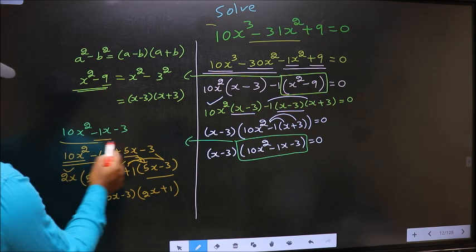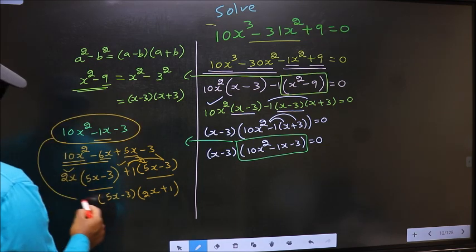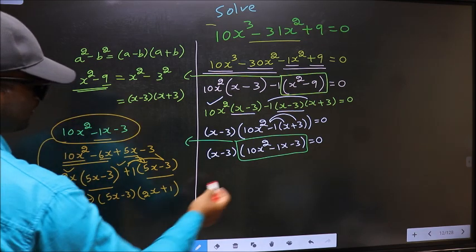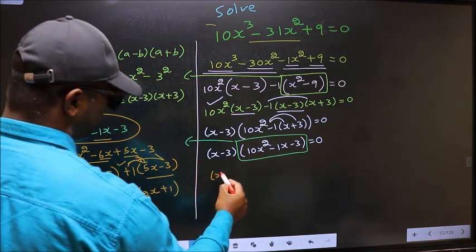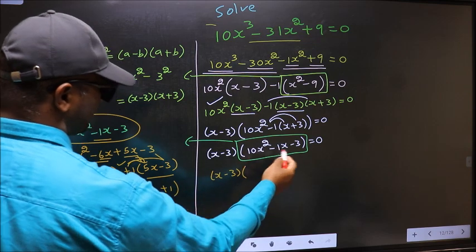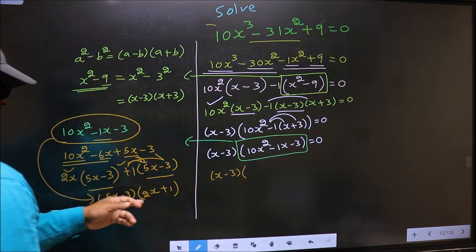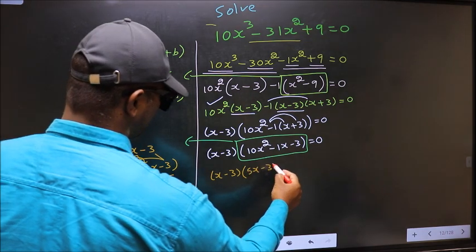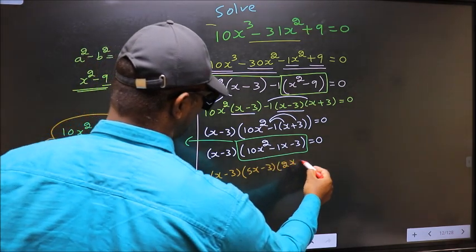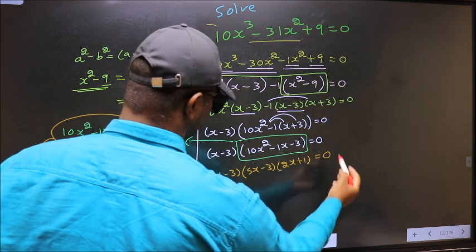Now in place of this quadratic, we should write this over here. So this equation becomes x minus 3, in place of this one, 5x minus 3, 2x plus 1, equal to 0.